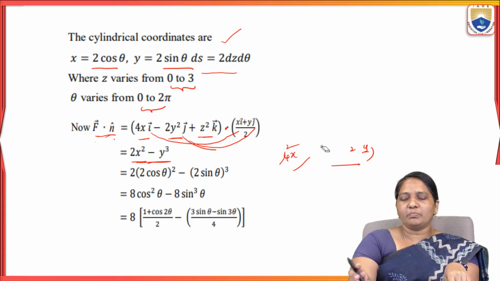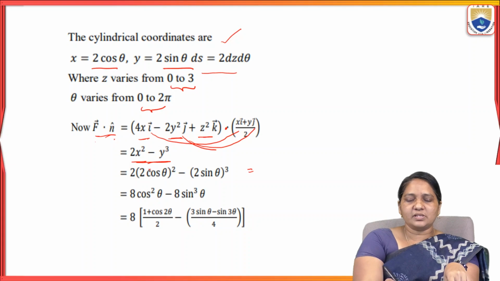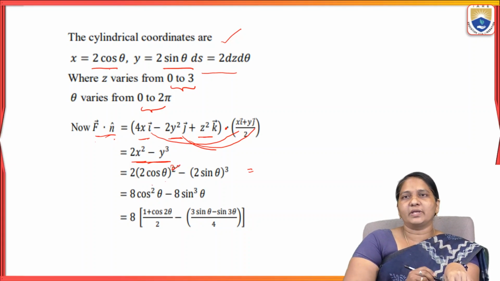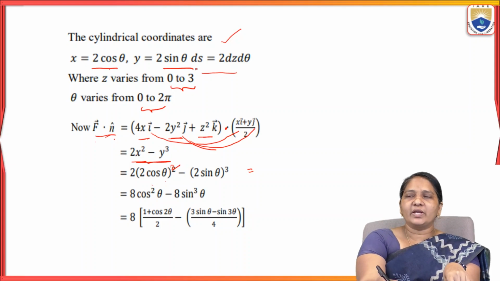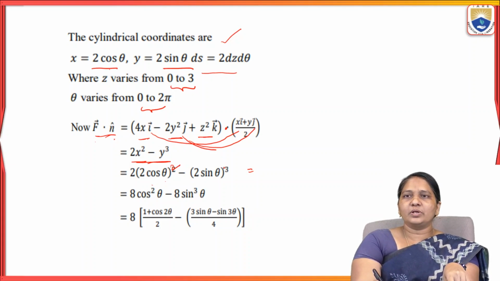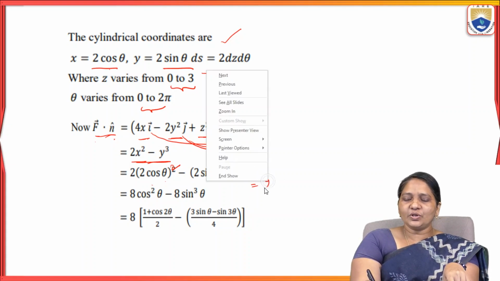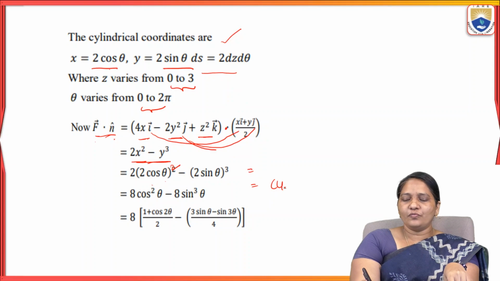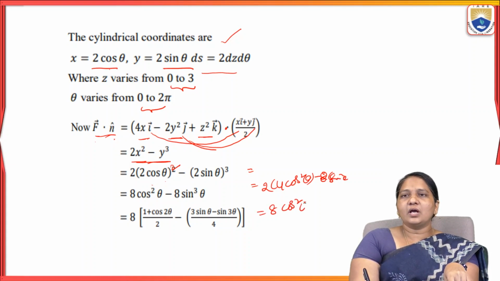Now we are going to replace x and y limits. Here x is 2 cos theta, so 2 into 2 cos theta whole square, minus y is 2 sin theta, so 2 sin theta whole cube. So here this is 2 into 4 cos square theta minus 2 cube, which is 8 into sin cube theta. So 8 cos square theta minus 8 sin cube theta.